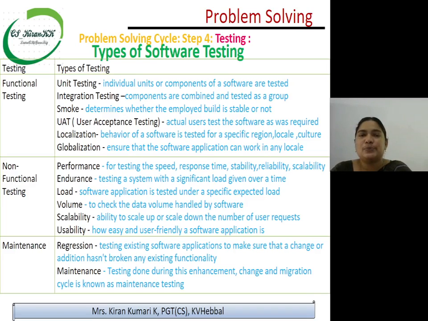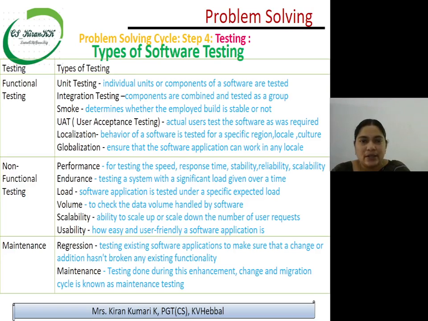What is performance? Performance means at what speed, and what is the response time? How much time is it taking? Is your computer hanging or your processor becoming slow? All these things are response time. From the moment you start your process and give a request, the time it takes to give a response to the user is the response time. Stability, reliability, scalability, all these come under performance testing.